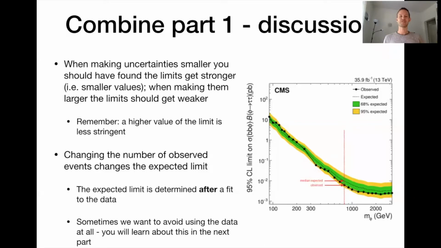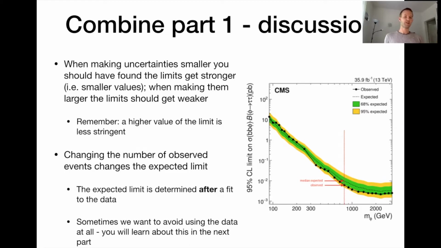Okay, so you should have just completed the first part of the Combine exercises. And so we're just going to discuss a couple of the questions that we asked. So one of the things you did was adjust the magnitude of the uncertainties in your data card. And what you should have found is that when you make the uncertainties smaller, so the percentage uncertainty smaller, you should have found that the limits get stronger, i.e. the values themselves become smaller. And conversely, when you make the uncertainties larger, the limits should get weaker.